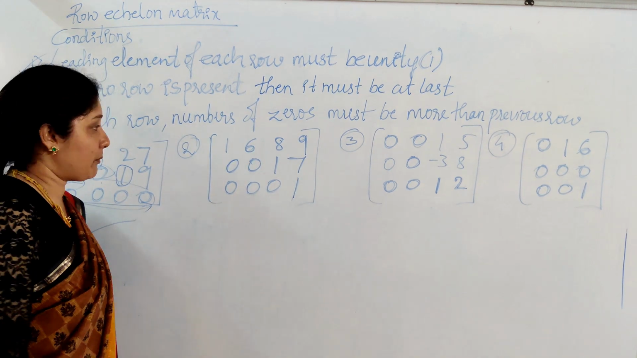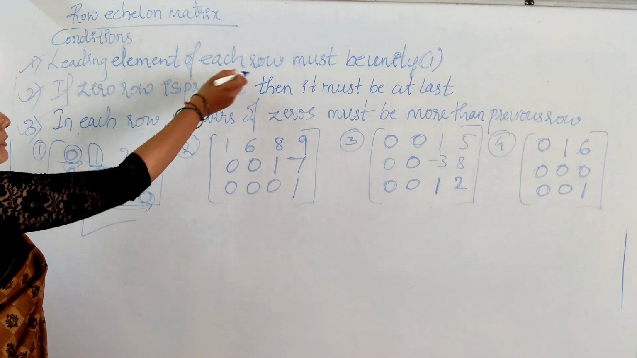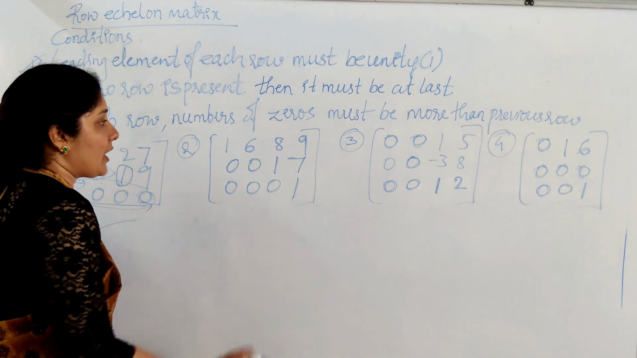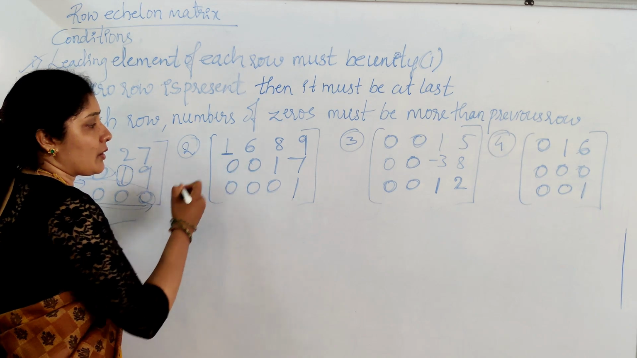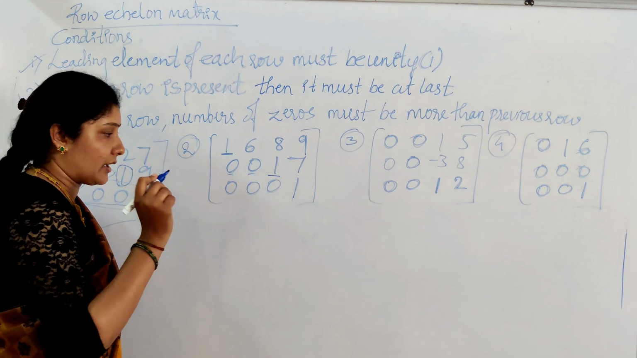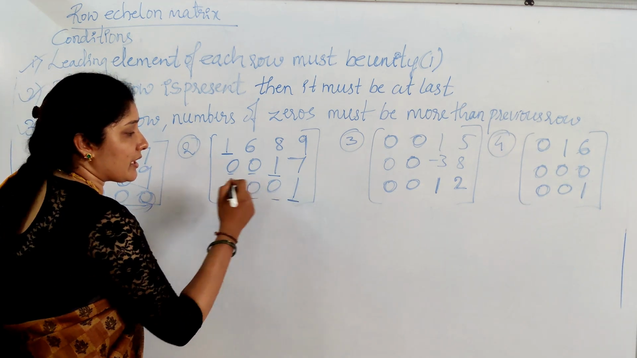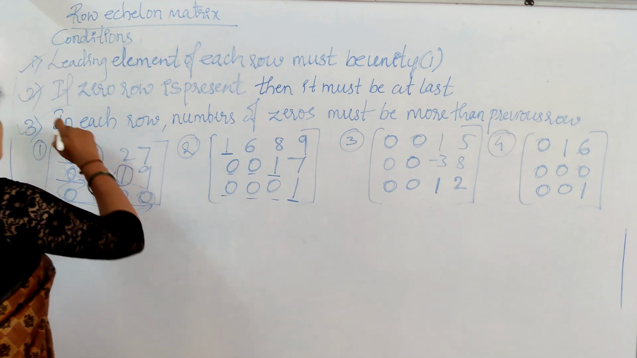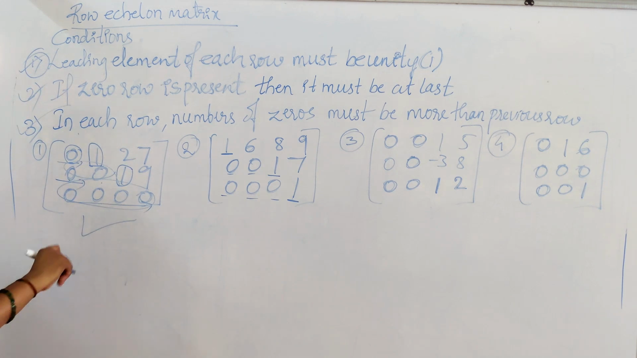Coming to the second matrix. See, the leading element of each row must be unity. So, here the leading element is 1. Done. Next, here are zeros. The leading element is 1. And here the leading element is 1. So, the first condition is satisfied.